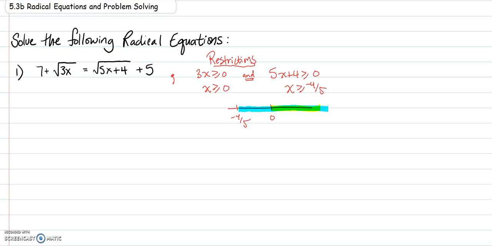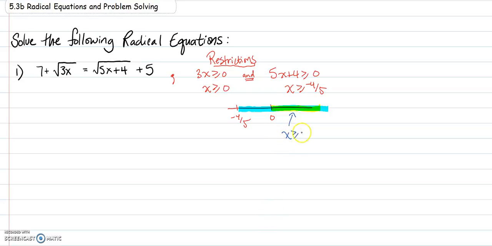There are two radicals here, so the restrictions have to work for both. So when I look at the 3x, the radicand under the first radical, I notice that 3 is positive, therefore x must also be greater than or equal to 0 to make a positive product. And then I look at the 5x plus 4, I get x has to be greater than or equal to negative 4 over 5. So for both of those to be positive, we can see that it is the overlap, the green. So this overlap right here is where both of them are positive.